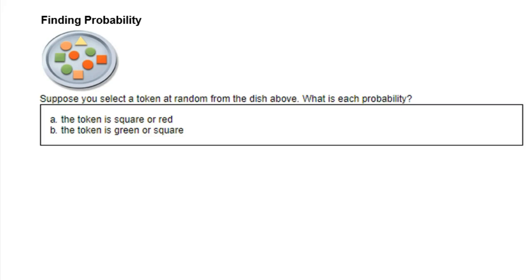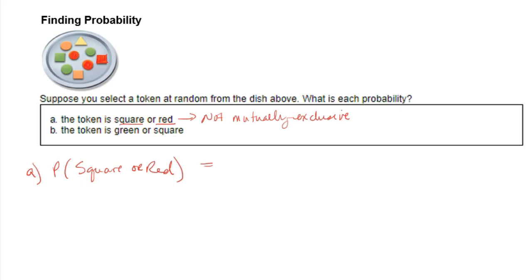Now suppose you select a token at random from the dish above. What is each probability? In part A, we want to know that the token is either square or red. So square or red. Well, because there is an item that is a square and red, these are not mutually exclusive. So what we're going to need to do is find the probability that it's a square, add the probability that it's red, and subtract the probability that it is square and red.